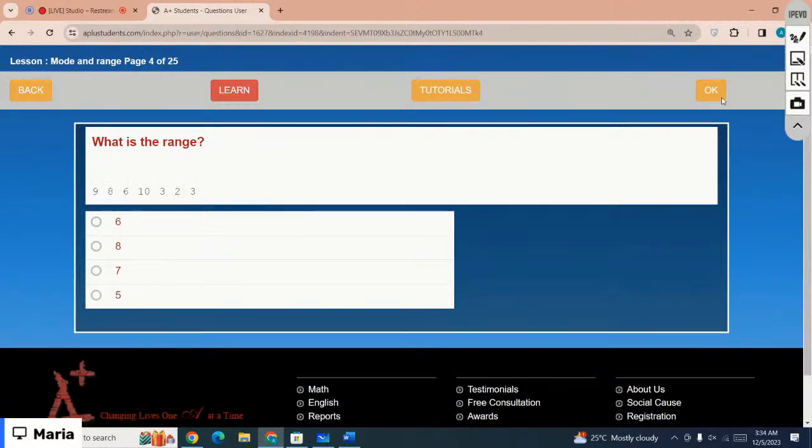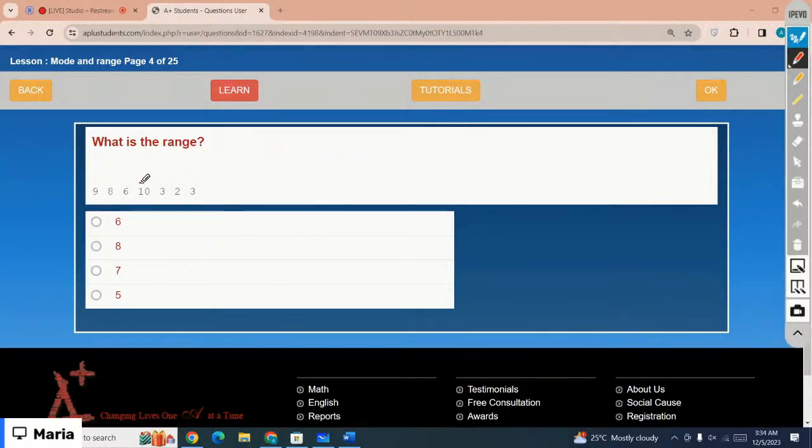What is the range? For the range, you have to see the greatest number in the data and the smallest number in the data. The greatest number in the data is 10 and the smallest number is 2. The difference between the greatest and the smallest number is the range. You have to do 10 minus 2, and 10 minus 2 is 8. So the range of the data is 8.